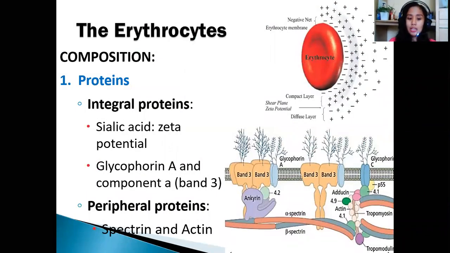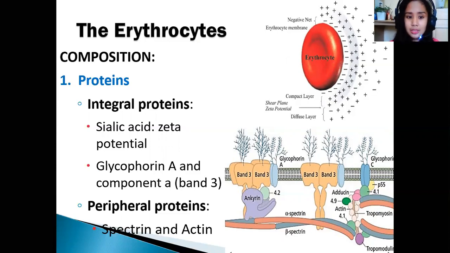So let's talk more about your proteins. So we have two types: integral proteins and peripheral proteins. Integral proteins, example, pero side note muna tayo, sialic acid. Guys, this is important, sialic acid. Sialic acid gives the zeta potential of your red blood cell. Zeta potential is mostly negatively charged. So ang mga red blood cells natin, lahat sila negatively charged. Mahalaga yon. Because, di ba, kung magkakaiba sila ng charge, they will attract. Opposite attract.